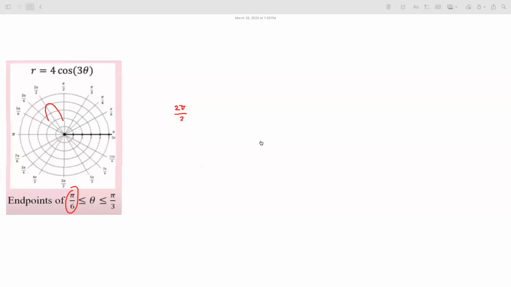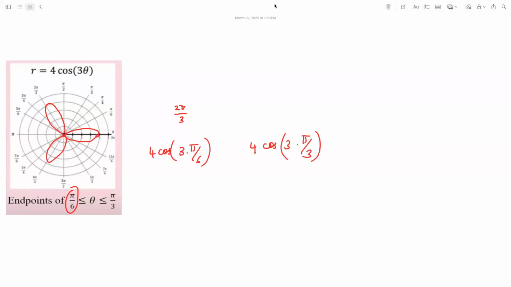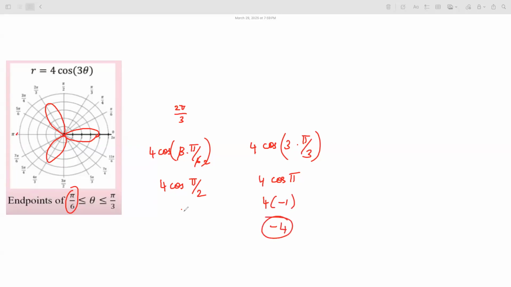Let's see what we get. Wouldn't it be 1? We're just going to substitute, that's all. 4 cos pi by 2 is what? 4 cos pi is what? You tell me. Isn't 4 cos pi 1? Oh wait, sorry, -1, yeah. Negative. And then wouldn't 4 cos pi by 2 be 0? Yeah.